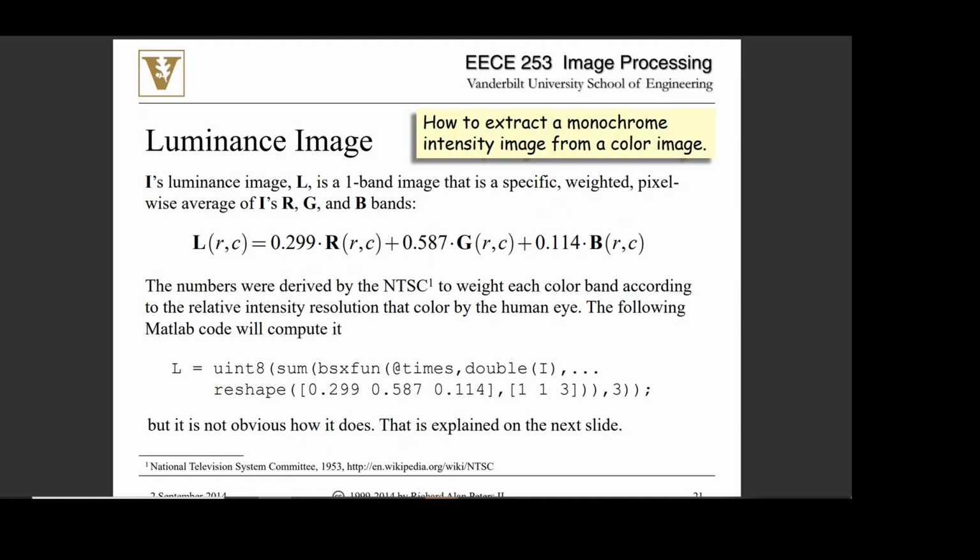And is it the best average we can have? No, it's not the best average. So this is a better average. And in one of the next lectures, we will see why these numbers. So these numbers were coming from NTSC. Do you know what that is?